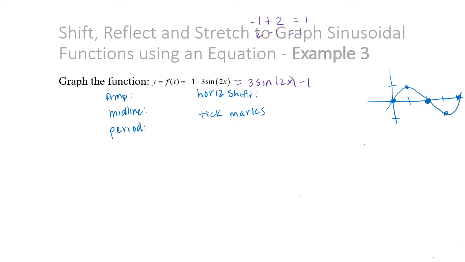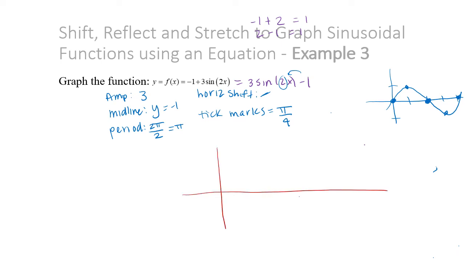Okay, so let's see. We've got our amplitude is going to be 3. Our midline is this -1, so it's y equals -1. Our period is 2 pi divided by b. That b value is 2, so that gives me pi as my period. Horizontal shift, there's none because there's nothing on the inside that's getting added or subtracted. And then our tick marks are always the period divided by 4, so it's pi over 4.